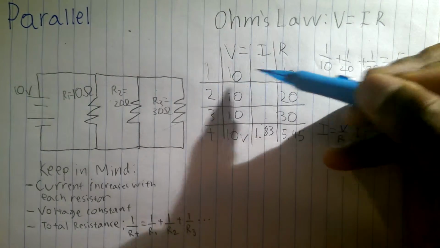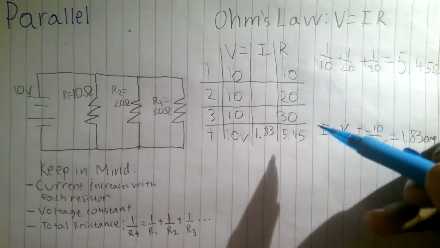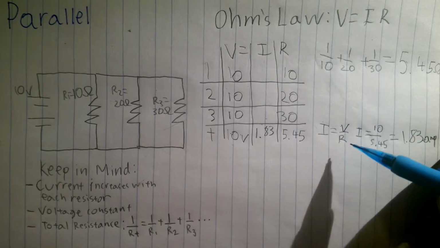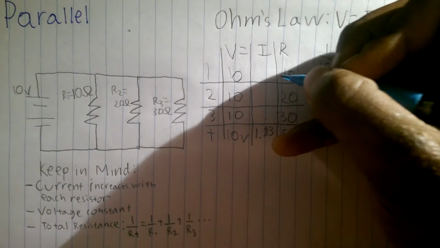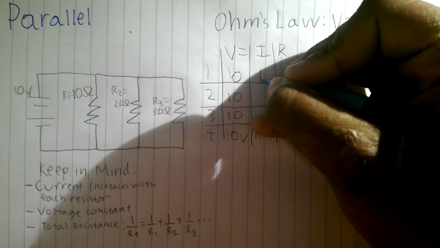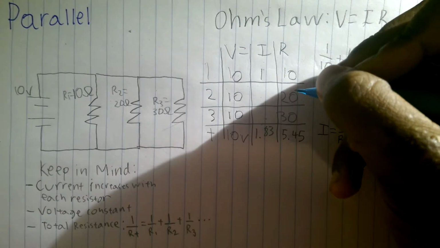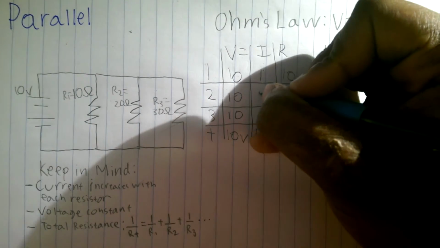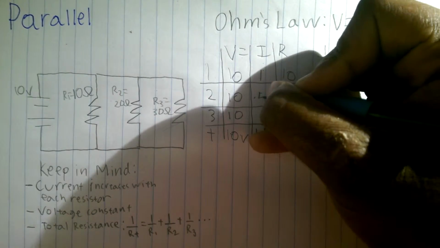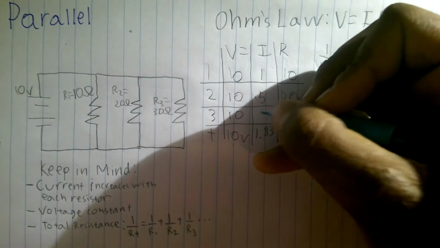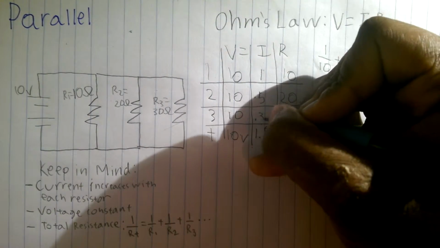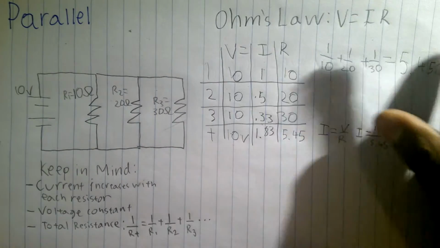Well, we already have V and we have R. So we use this equation: I is equal to V over R. So 10 divided by 10, that gives you 1. 10 divided by 20, that gives you 1/2 or 0.5. 10 divided by 30, that gives you 1/3 or 0.33.